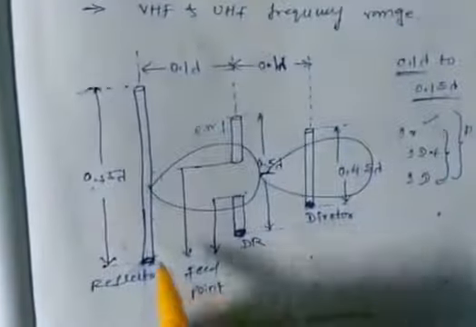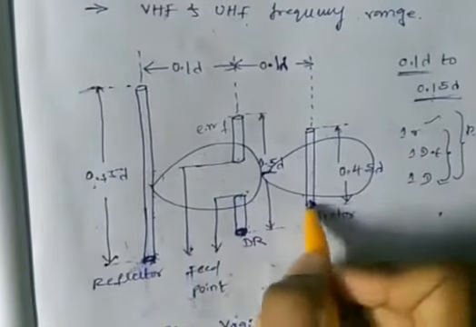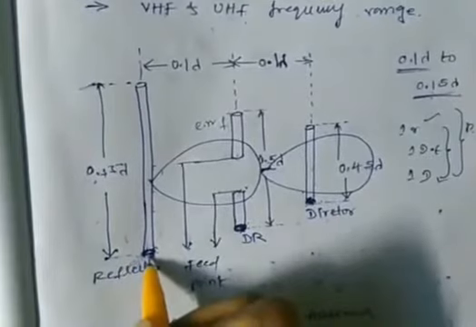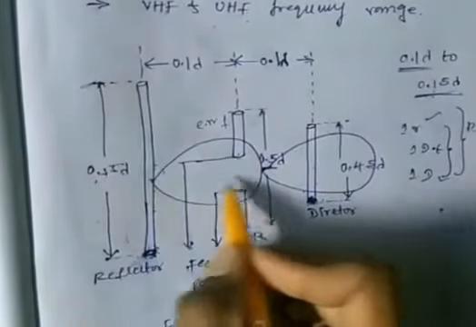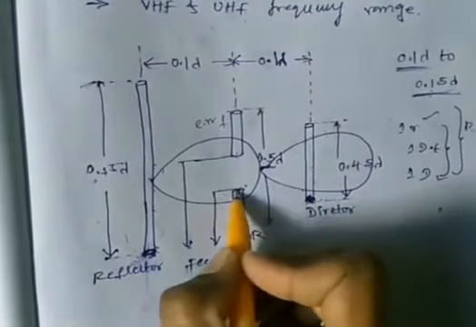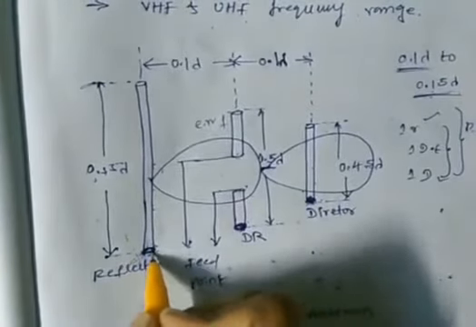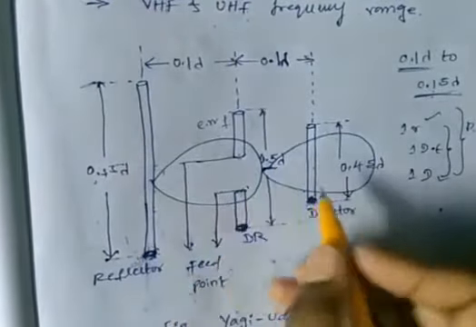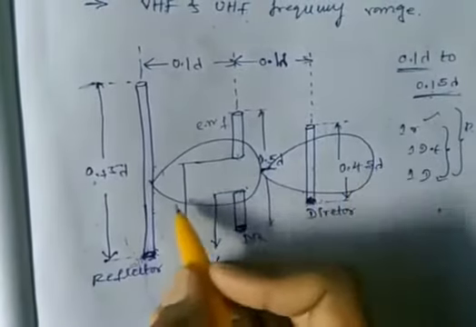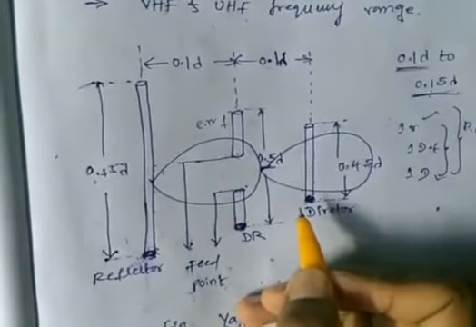Coming to this one, here we have a reflector. This reflector supports the maximum radiation, and the director also supports the maximum radiation. The reflector adds the fields from the reflector side to the driven element side, and the director adds the fields from the driven element side to the director side. Means the reflector supports the maximum radiation towards the driven element side, and the director also supports the maximum radiation away from the driven element. Like this, in the Yagi-Uda antenna, we obtain the unidirectional radiation pattern.